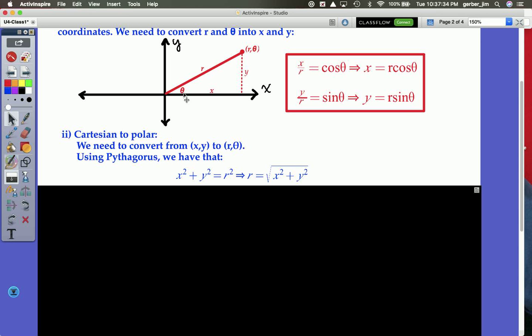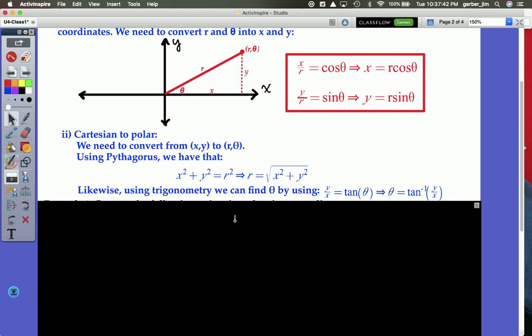To get the angle theta, we use one of the trig ratios again. In this case, the trig ratio that connects theta with x and y is tangent. We know that the tangent of theta is y over x, and so therefore theta is the inverse tangent of y over x. And now again, we have everything that we want. If we're given x and y, we can get r by taking the square root of x squared plus y squared. And we can get theta by taking the inverse tangent of y over x.